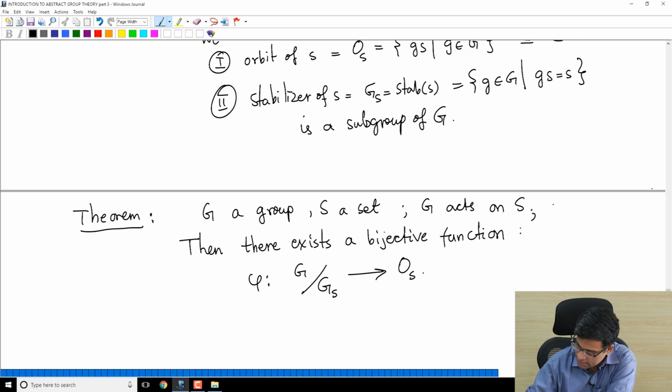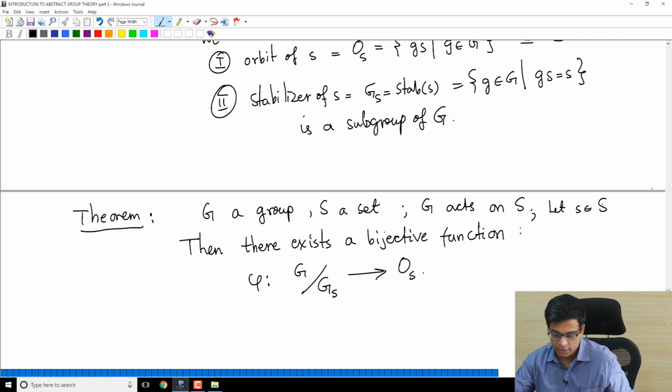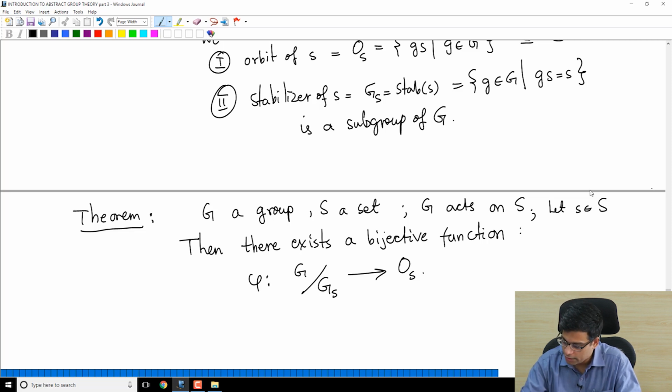Okay, so fix a small element s taken in capital S. Let me repeat the theorem. G is a group, an arbitrary group acting on an arbitrary set S, and let us fix an element of the set, small s. So small s is an element of capital S. Then there exists a bijective function between the orbit of s, this is the orbit of s, and G mod G_s.